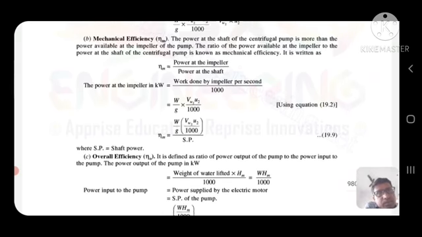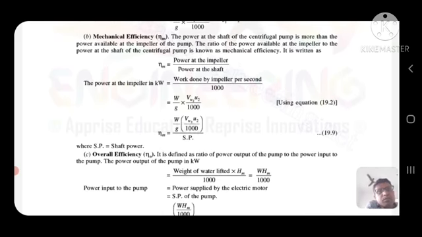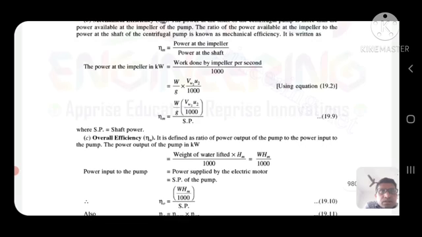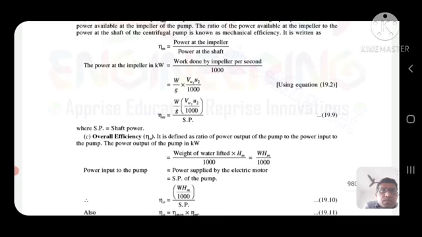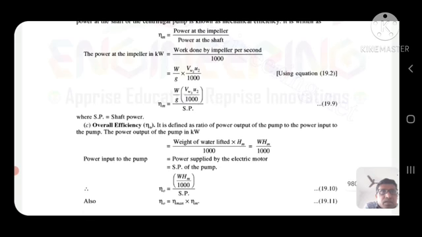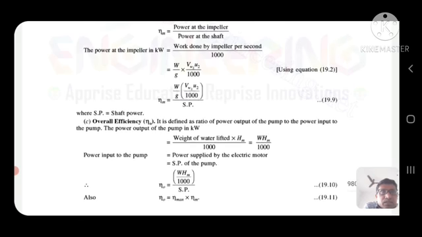Mechanical efficiency. The power at the shaft of the centrifugal pump is more than the power available at the impeller of the pump. The ratio of the power available at the impeller to the power at the shaft of a centrifugal pump is known as mechanical efficiency. It is written as eta m, power at the impeller over power at the shaft. The power at the impeller in kilowatt is work done by impeller per second by 1000, W by g, Vw2 U2 by 1000.